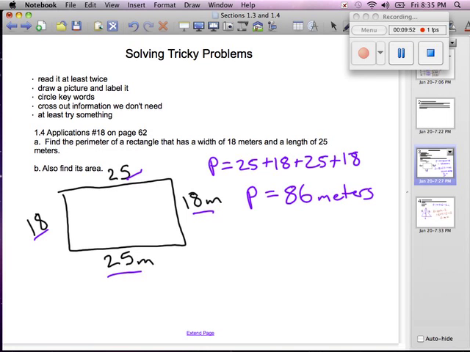And for the area, we know that area is length times width. So we have 18 times 25, and that equals 450. 450 what? Square meters. Okay.